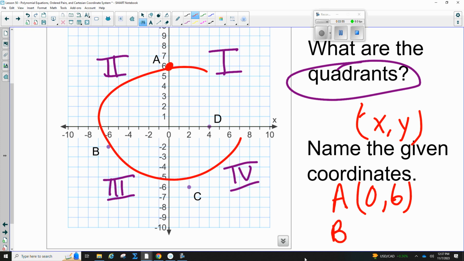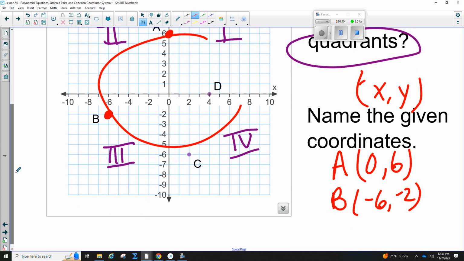Now let's find point B. I want to know what coordinate point this is at. If you start at the origin, how many did I go to the left? -6, and how many down? You always go X first, Y second, or left or right first, up or down second. So the answer is -6, -2. What quadrant is point B in? 3.